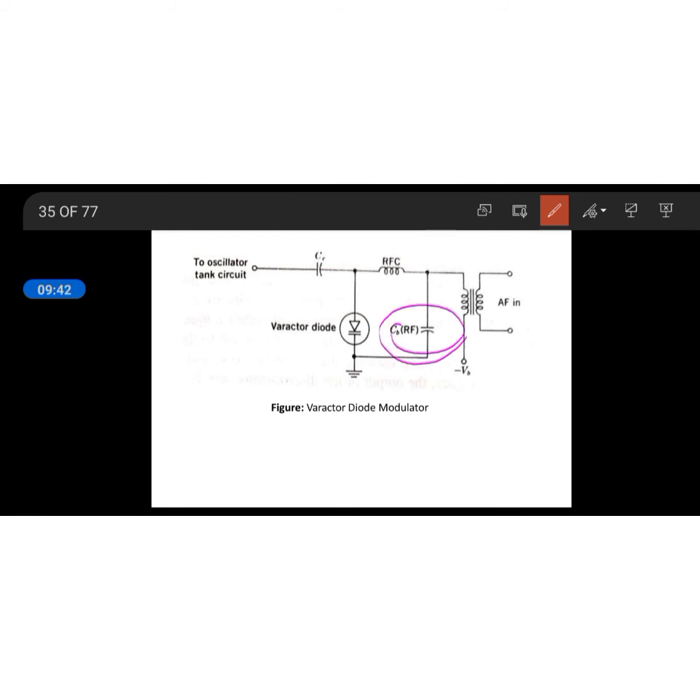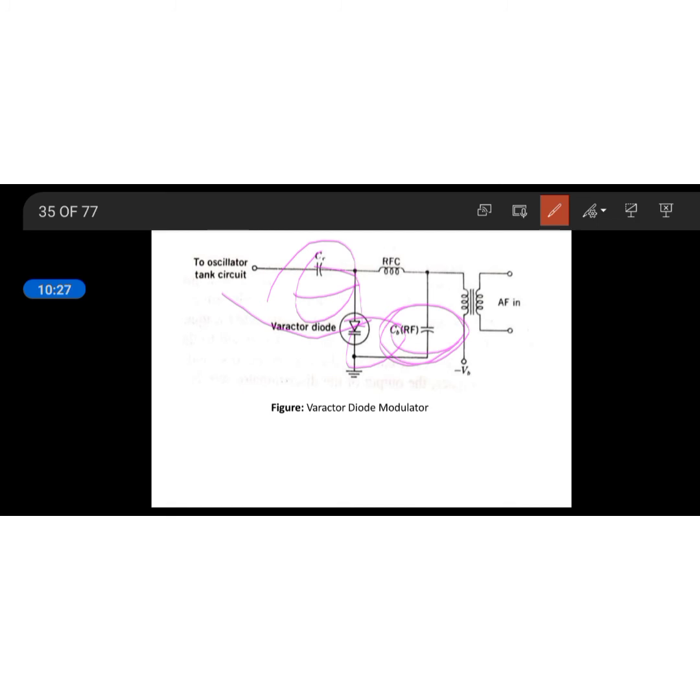Here the varactor diode is connected across the resonance circuit of an oscillator through a coupling capacitor of relatively larger value. The coupling capacitor isolates the varactor diode from the oscillator as far as DC is concerned, while providing an effective short circuit at the operating frequency.